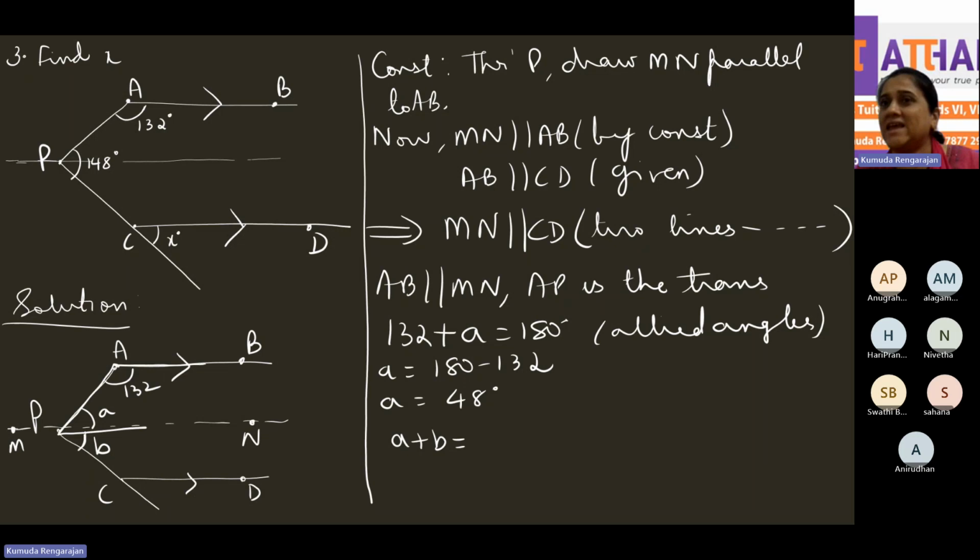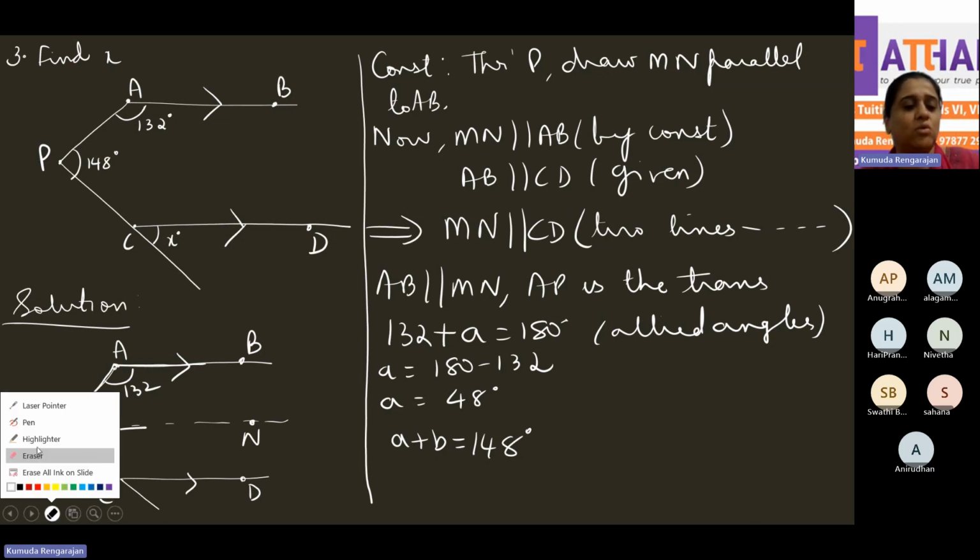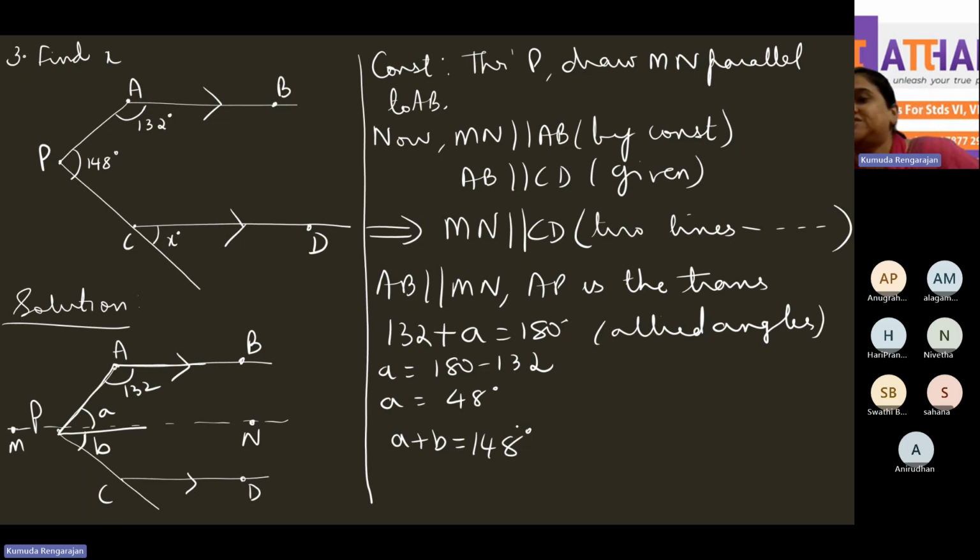And we marked it as A and B, correct? The upper part is A and the lower part is B. So A plus B is 148 degrees. Anirudhan, yes or no? Yes, ma'am. It is not allied angles or anything. No property. It is given in the question. Due to the construction, 148 degrees is split into 2 angles, which we have marked as A and B. So A plus B is 148 degrees.